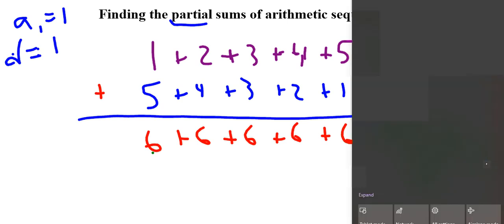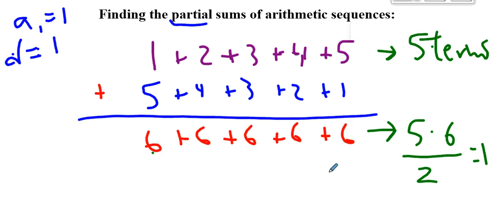Whoopsie. 15. See if we can avoid doing that. There we go. So let's take a look at a slightly more complicated example and generalize what we're talking about.